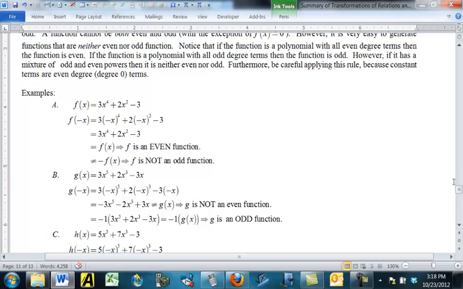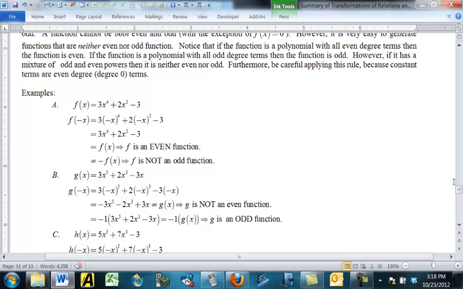The next one has all odd powers, 1, 3, and 5. So when I plug in negative x there for g in part B, we get negative x to the fifth is the opposite of x to the fifth. The negative x to the third is the opposite of x cubed. And of course the opposite of x is the opposite of x. And pull those negatives out front, and we get negative 3x to the fifth minus 2x cubed plus 3x. And we notice that's not the same as the original, so it's not even.